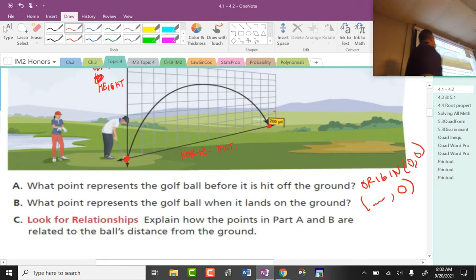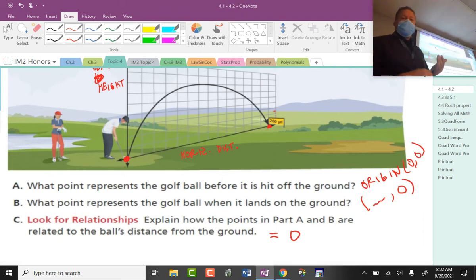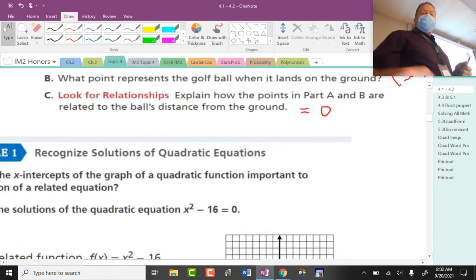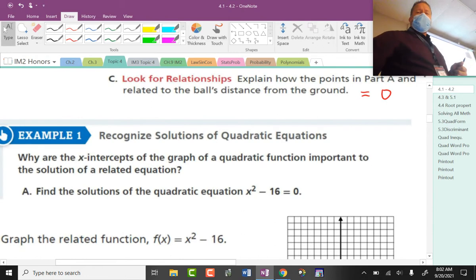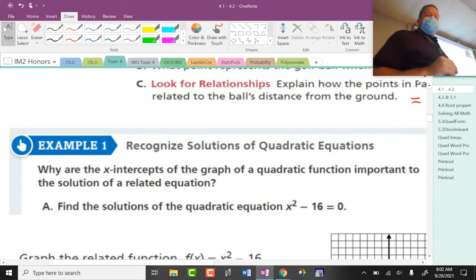Going from there. Explain how the points of point A and point A are related to the ball's distance from the ground. I kind of gave that away. Distance from the ground is equal to 0 in both cases. And that's the kind of equation we're going to end up solving on this. So just a hint that this will turn into word problems and you'll have to be able to solve different scenarios. Okay, so here's the first thing.